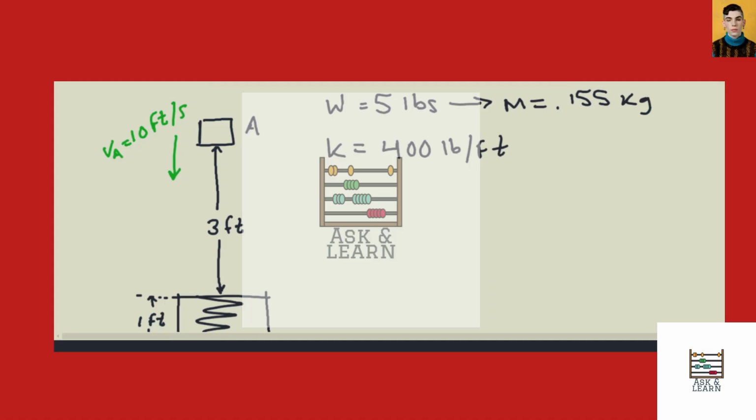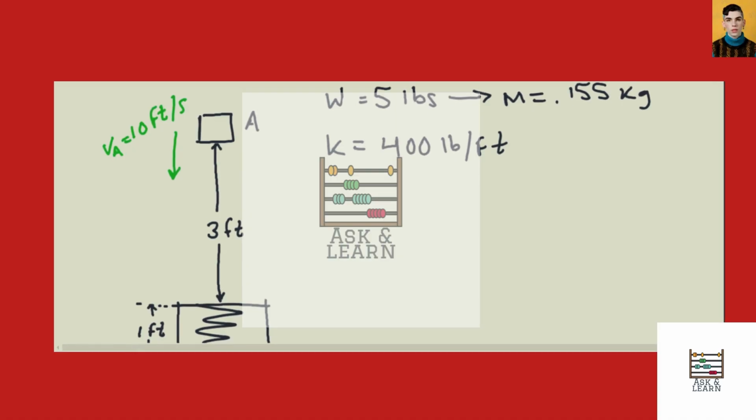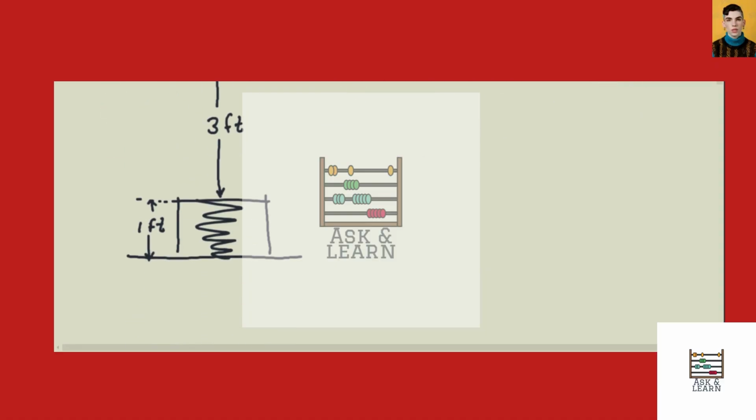In this problem, we have a block that weighs 5 pounds and travels at 10 feet per second that strikes a platform that has a spring underneath. And we want to find the distance that this spring compresses after the collision with the block. Now, its weight of 5 pounds we can convert to mass by dividing by 32.2 feet per second squared. And we're also given the stiffness of the spring, which is K is equal to 400 pounds per feet.